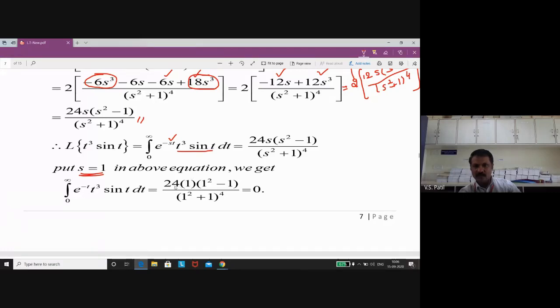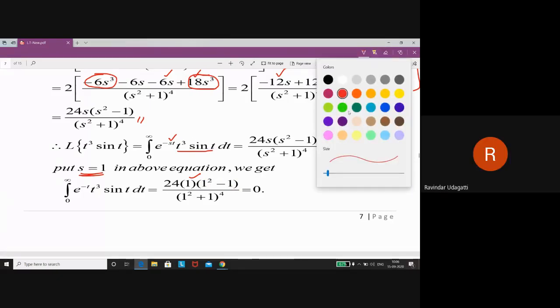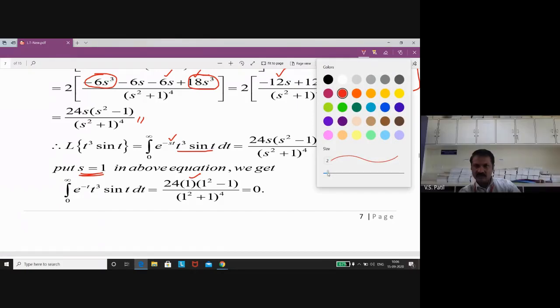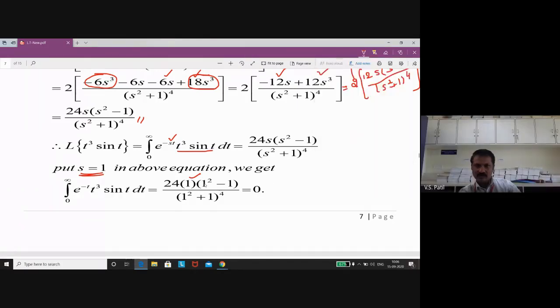Here, observe 24, wherever s is there I am putting 1, then this is 1 square, then this is 1 as it is, 1 square plus 1 raised to 4. Now this becomes 24, no issues with that. This becomes 2 raised to 4, no issues with that. But you concentrate on this quantity. What happens here? What does it become? Yes, can anybody tell me? 0. 0 into anything is what? 0 into anything is 0. So you got the answer as 0.